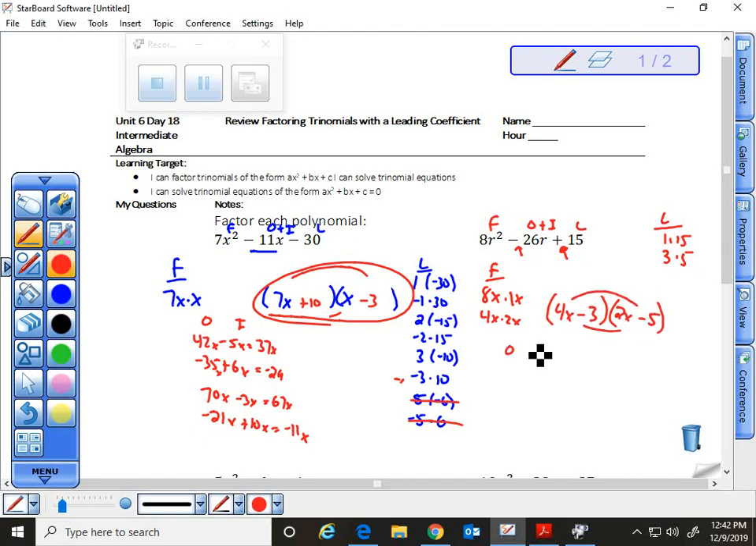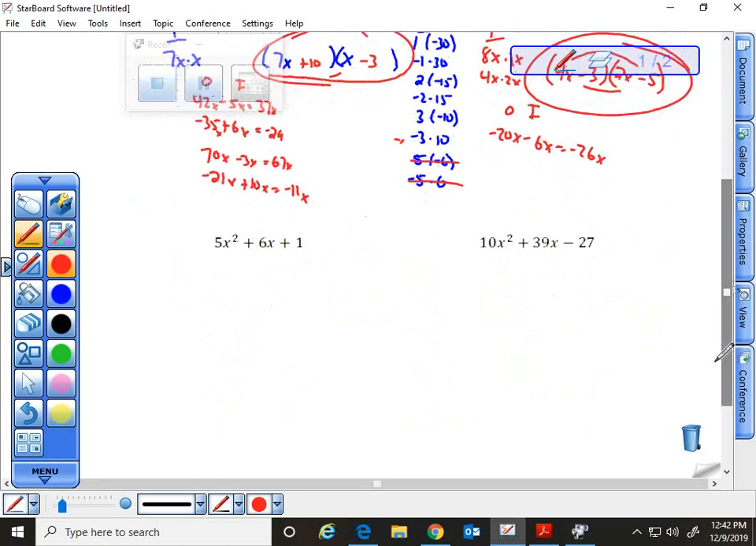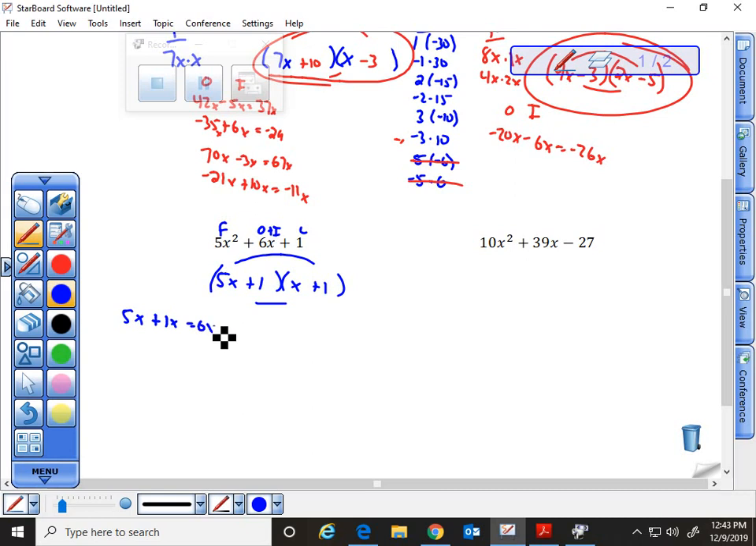Outside and inside, it looks like a negative 20x and a minus 6x, which is a minus 26x, and we did get lucky. There we go. Let's move on to the next. This one's a little bit easier, just because there's less options. So first term is 5x and x, and my last term is 1, so plus 1 and plus 1, and it should work if it's going to work. So 5x for the outside, 1x for the inside, that's 6x. We're done.